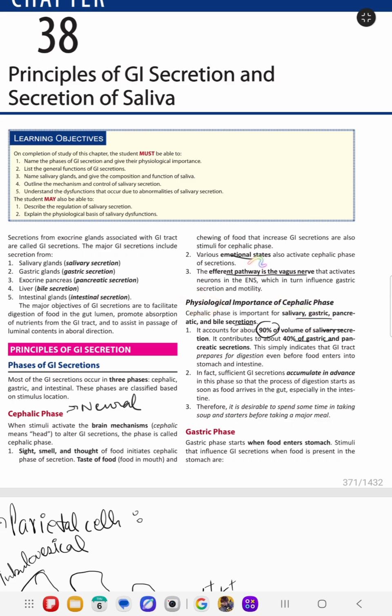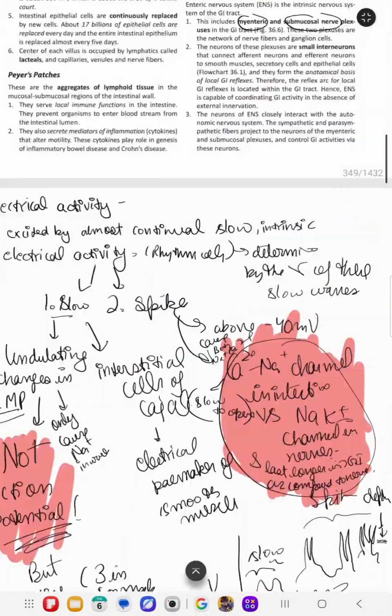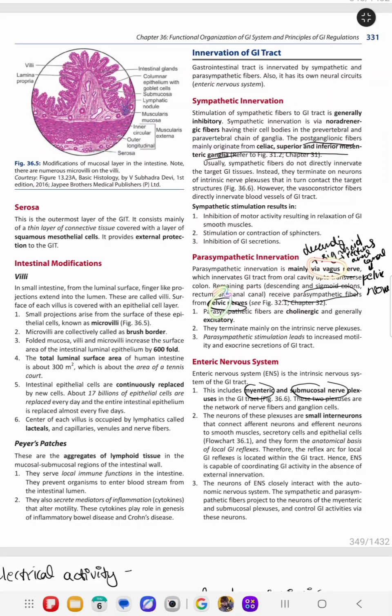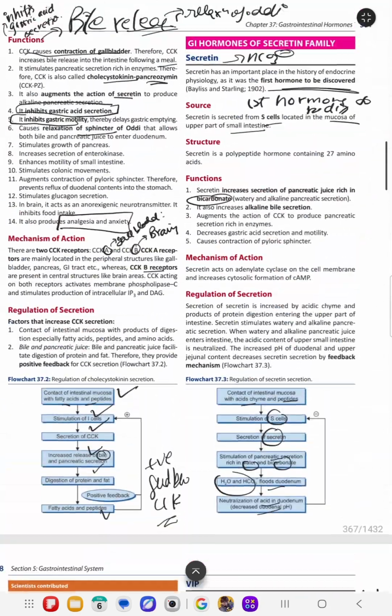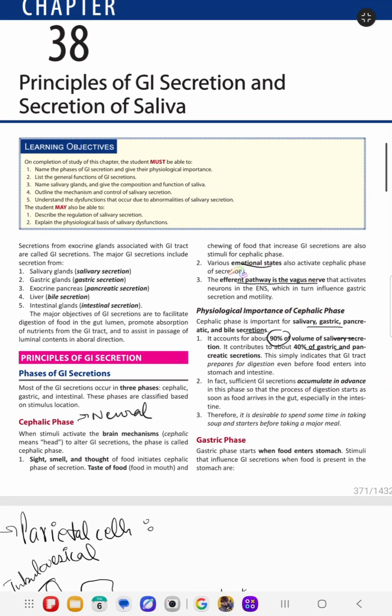Whenever the vagus nerve is stimulated, it will stimulate everything that it is connected to. We studied the sympathetic and parasympathetic innervation of the GI tract. Parasympathetic is related to the vagus nerve, right? It's also related to the pelvic nerve. So the vagus nerve activates the ENS and influences gastric secretion and motility.